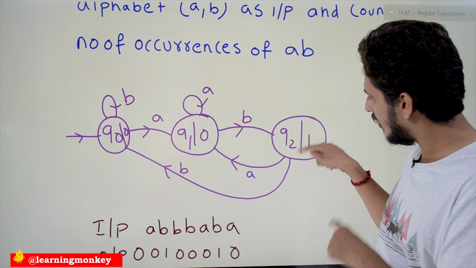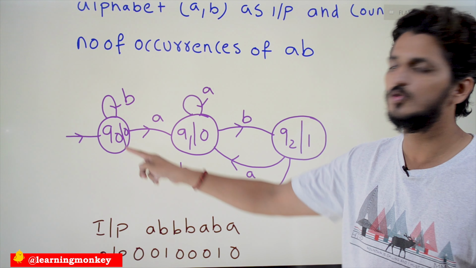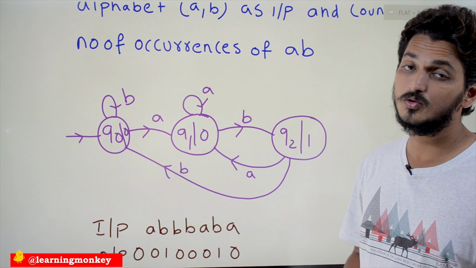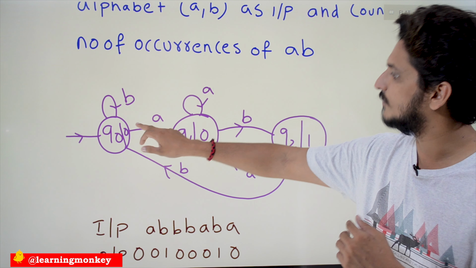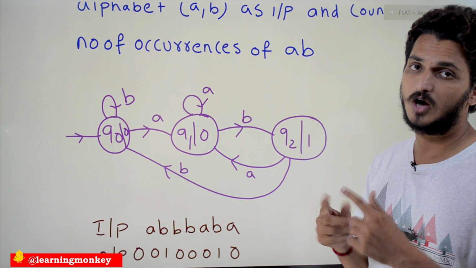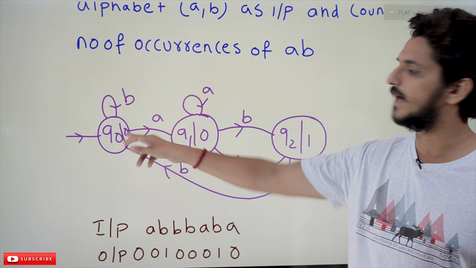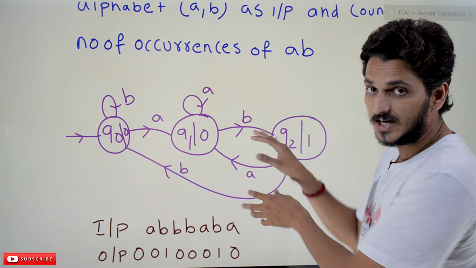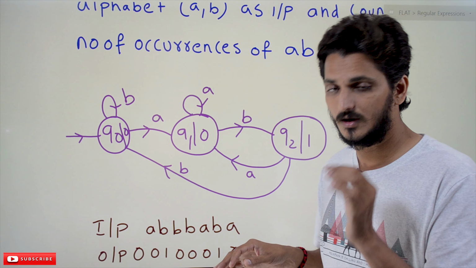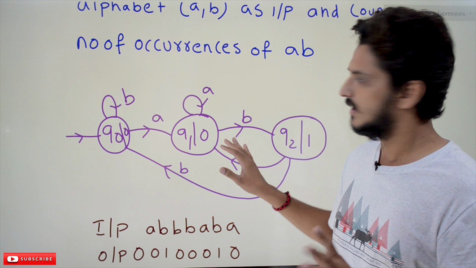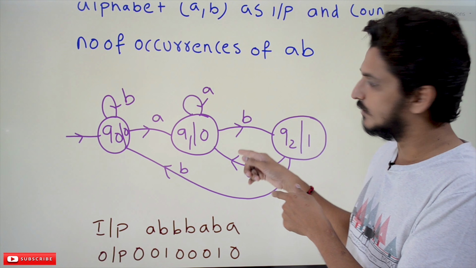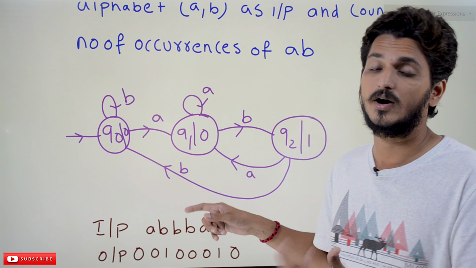If you find B on Q2 state, move to Q0 state. Why? Because we have to check the next input characters from the AB sequence again. That's why we are moving back to Q0. This understanding you will get if you have a good understanding of DFA, then only you will understand this. Okay, this is the Moore machine to count the number of occurrences of AB.